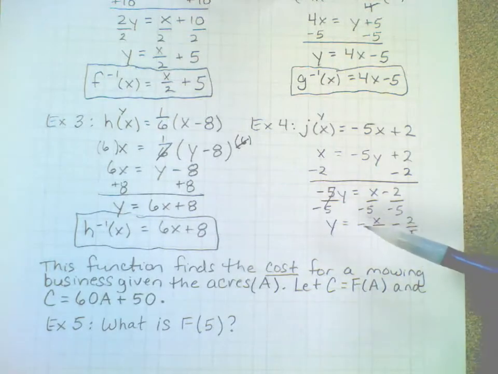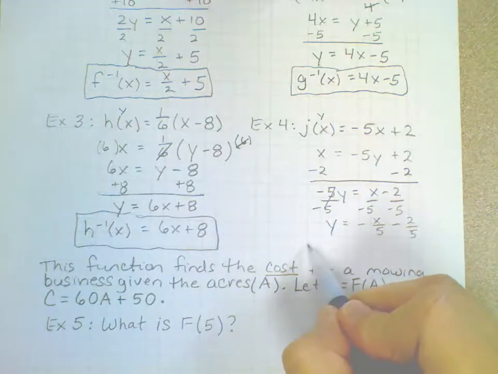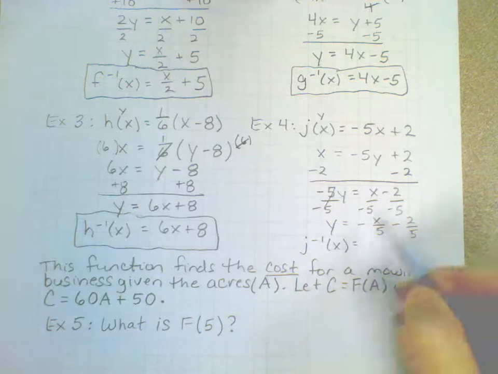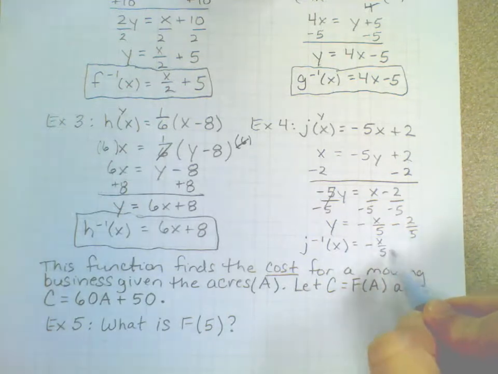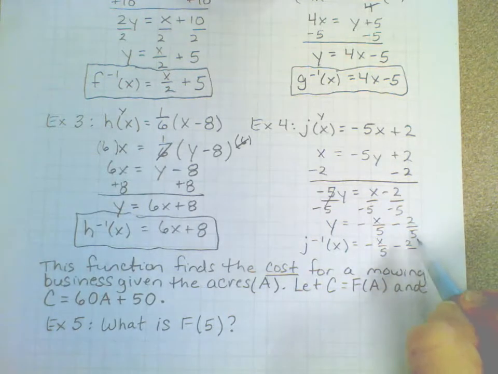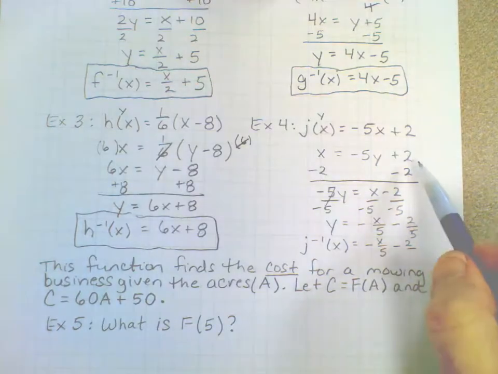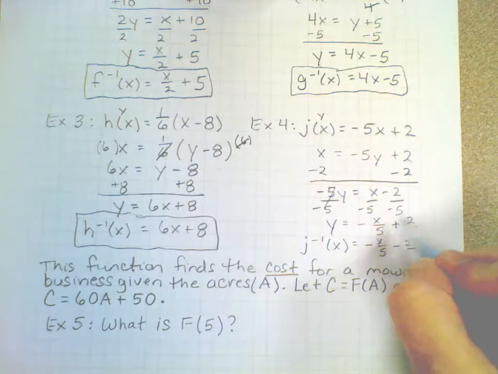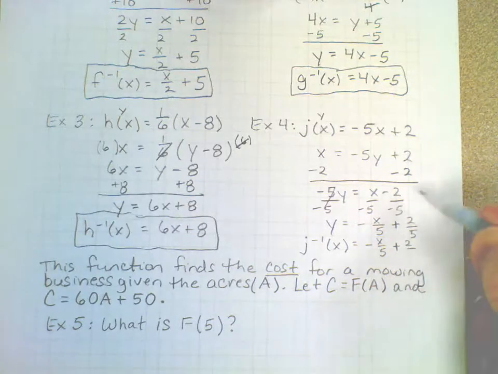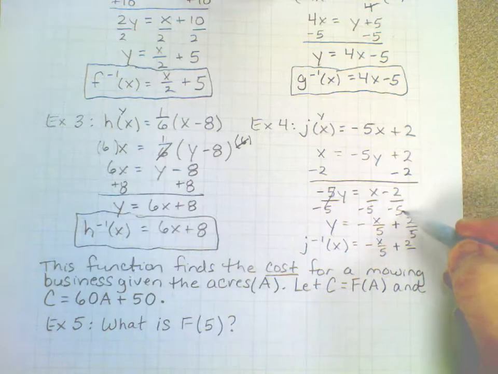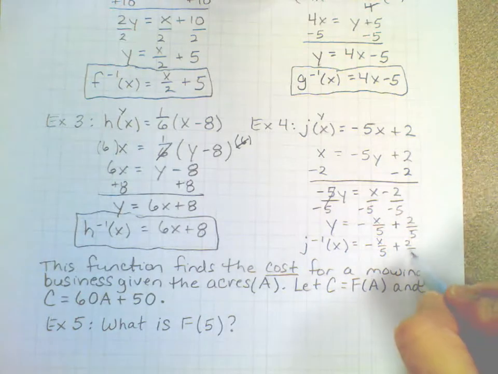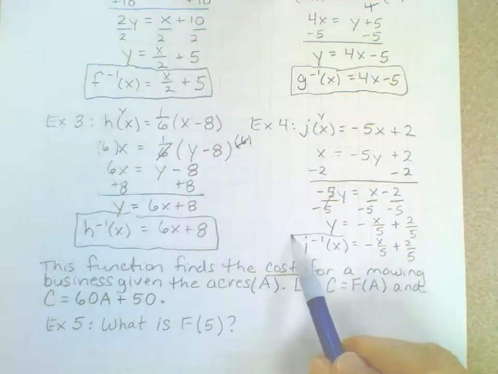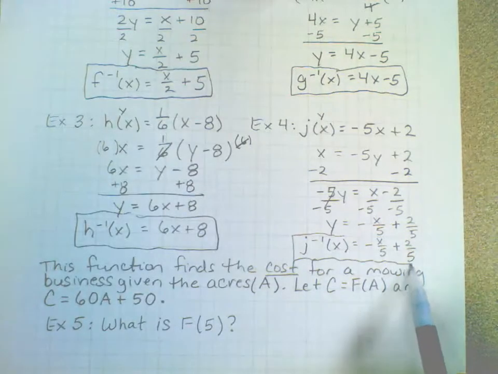And then I have to bring in my j inverse for my notation. Actually, if I subtracted 2, that'll be a positive 2/5, because I did a negative 2 by a negative 5. So that changes to a plus. And there's my j inverse.